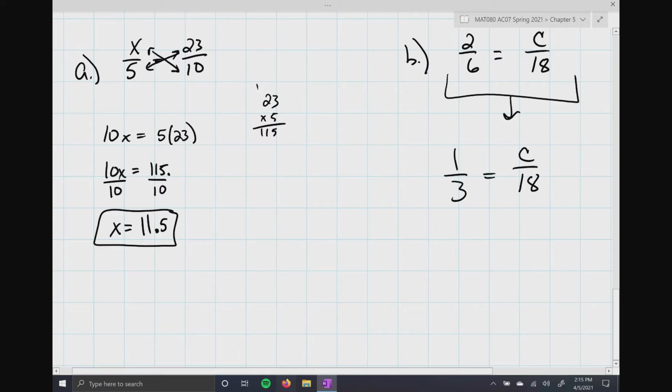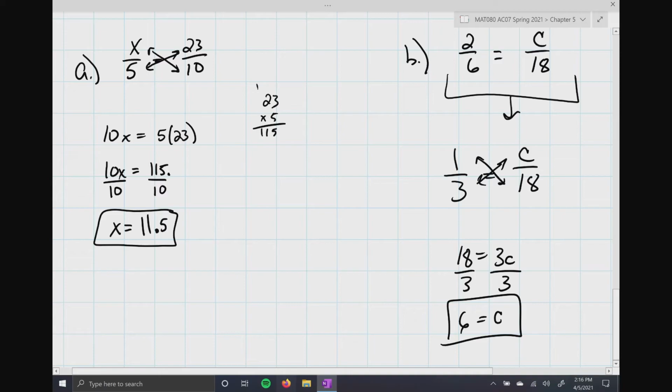What did I do? You simplified. Yeah, I saw that 2 over 6, and I simplified it. You can always do that. The reason why I did that, Alex, is it makes my life a little bit easier when it comes to cross multiplying and then dividing. Because when I cross multiply, I get 1 times 18, but let's be honest, that's just 18, and 3 times c. Then I divide both sides by the number in front of that variable, like always. That gives me c equals 6.